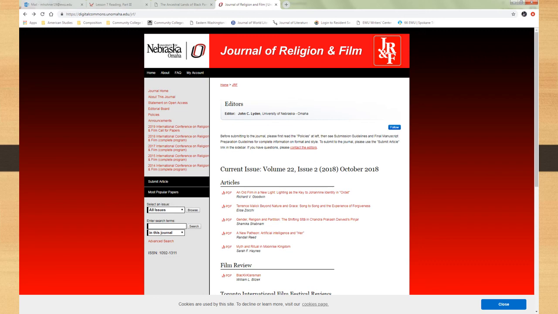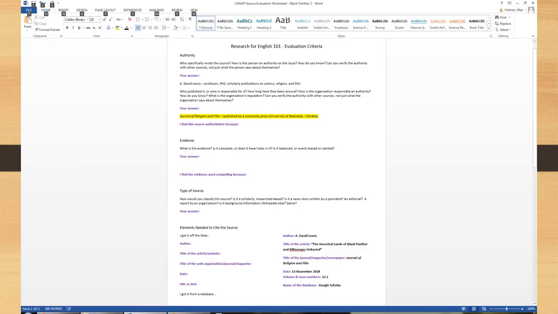So, and you can see if you look in the column here, they have an editorial board. So this is pretty reliable. If it's published by University Press, it's pretty reliable. So that's all the information I really need for the published by University Press. It's going to be hard to find a university press that isn't reliable. So it ends up being a scholarly source.